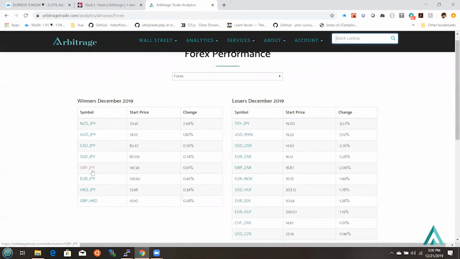This guy has been falling, and he jumped $5 or $6 last week. We got to ride him all the way up to that 147 level, and then watch him fall right back down. But he started the month at 141, so he's still up quite a bit, over $1 compared to where we are right now.